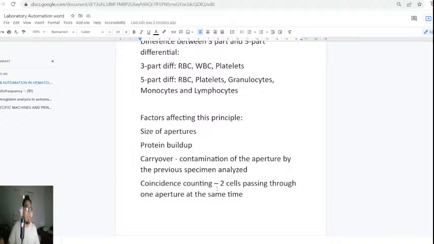You remember what I told you about the definition of an aperture, right? It has to be small enough to allow the passage of single cells. Now, coincidence counting, there's two cells passing through. Okay? And they're being read as one. So what do you mean? How do we avoid this?